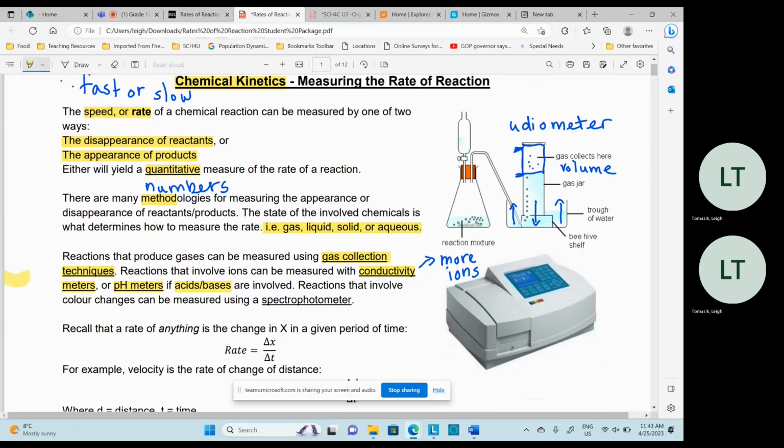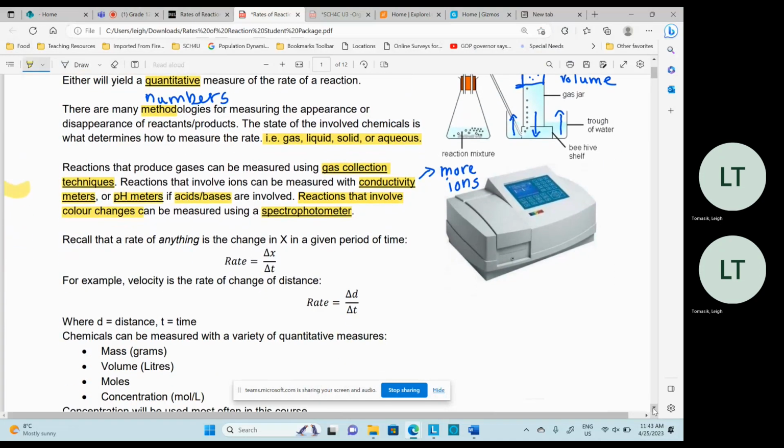Reactions that involve color changes. So there are some reactions where a color change takes place, and we can measure how much color there is using something called a spectrophotometer. You would take a sample of the solution during the reaction and put it in this machine, and it would shoot different colors of light at it, and from that it would determine how much of the solution has a very specific color.